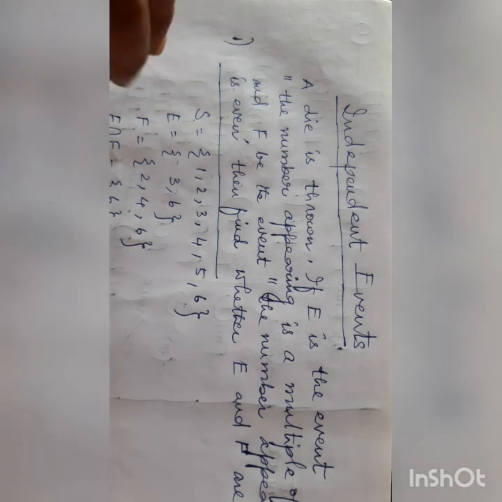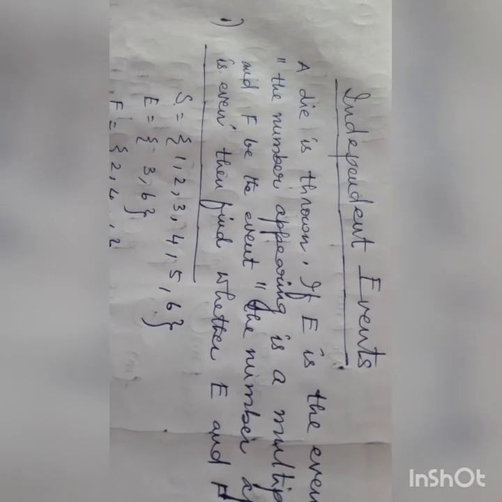Independent events. You see, independent events. What are the independent events? Events are different and they are independent. A die is thrown. If E is the event, the number appearing is a multiple of 3. That is the event E. And F be the event, the number appearing is even.